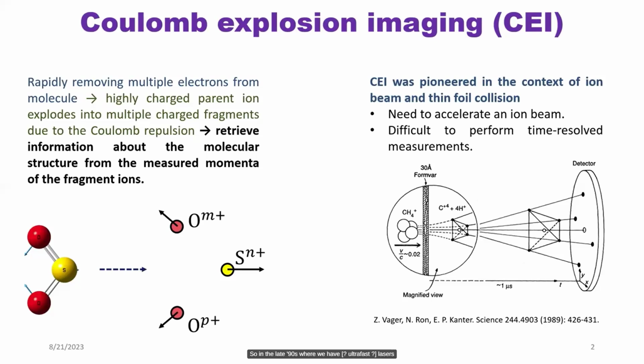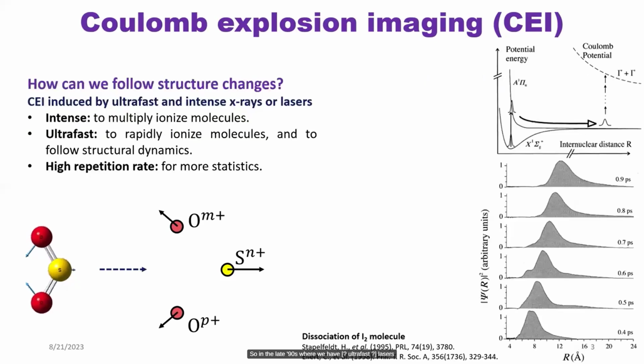So in the late 90s we got ultrashort lasers, and nowadays we also have intense ultrashort X-rays, so we can think about how to follow structural changes. Because the X-ray or laser is ultrashort, we can ionize the molecules, removing many electrons, very fast. You can induce the dynamics with one laser and measure the structure with another. Nowadays we also have high repetition rate lasers and X-rays, so we get more statistics.